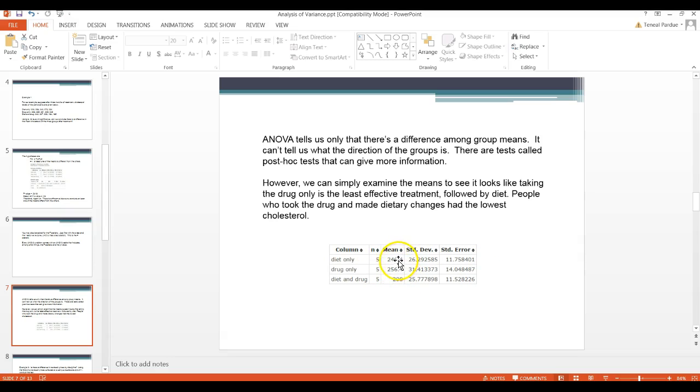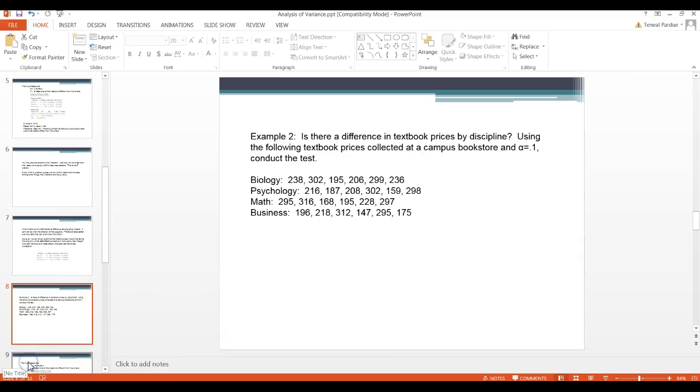So it looks like here, after the experiment is over, the diet group had a mean of 246.4, the drug group had a mean of 256.4, and the diet and drug group had a mean of 208. So it looks like the diet and the drug, not surprisingly, is the most effective treatment by far. The diet and the drug alone are not too far apart, but the diet and drug together are a good bit less than the other ones.